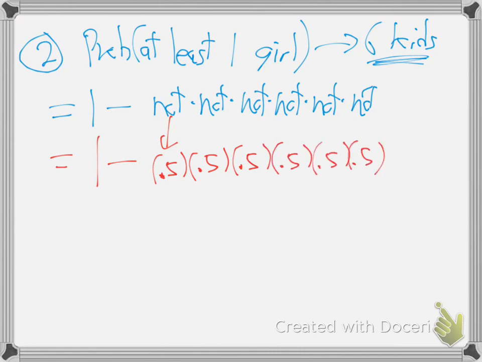So there it is. Let's just crank it out in our calculator. It's 1 minus 0.5 multiplied by itself 6 times. You see why that is? Because each of those 0.5s is a half. It's a chance of not having a girl, meaning having a boy. Boy, boy, boy, boy, boy, boy. Or not girl, six not girls in a row, 6 boys in a row.